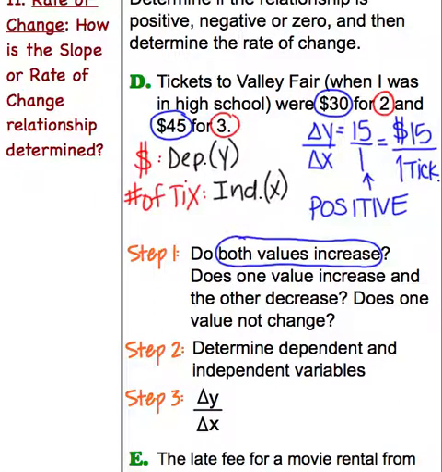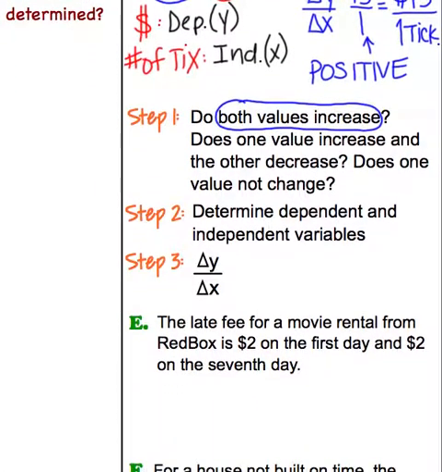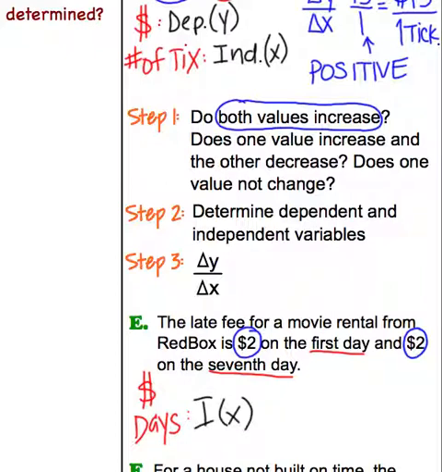Let's take a look at the next example. The late fee for a movie rental from Redbox is $2 on the first day and $2 on the 7th day. So I see here we've got money, and we've got first day and 7th day. So when I look here, that is going to be cost and days. Now the nice part is days is a form of time, which automatically makes it our independent or our x value, and that makes money our dependent or our y value.